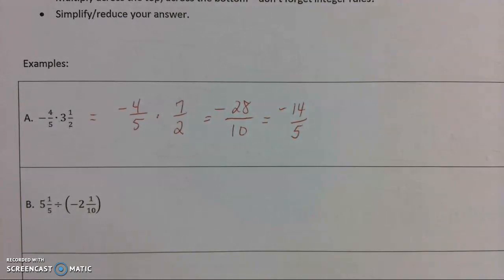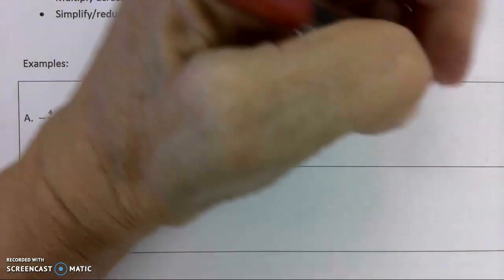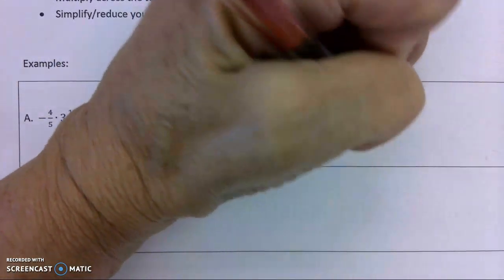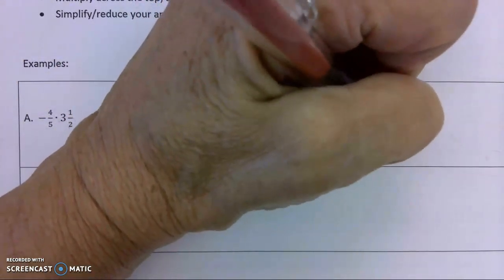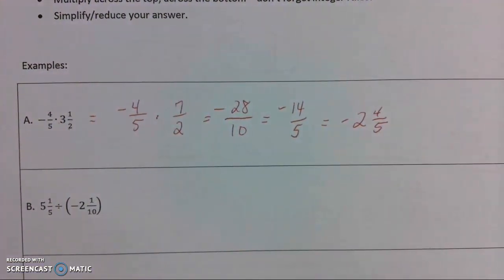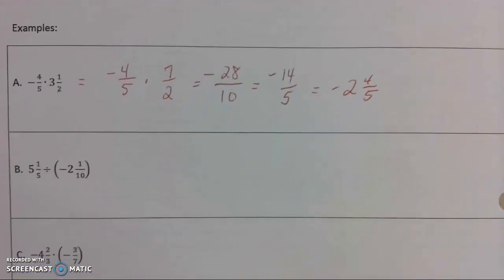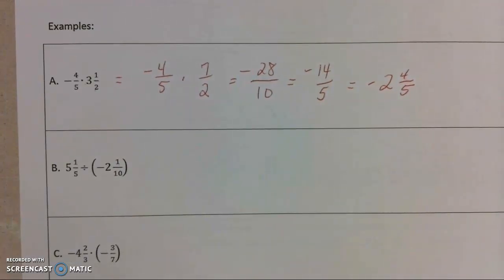You can actually leave your answer in that form, or you can change it back to a mixed number, but generally when we work with fractions, we keep them in improper fraction form. So let's look at letter B.